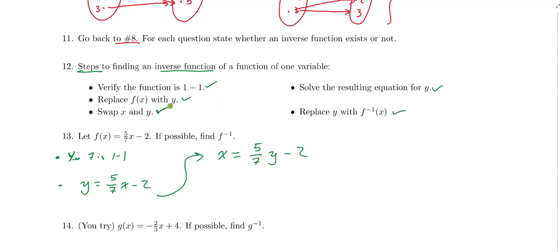Now that we've done that, we need to solve the resulting equation for y. So I'm going to isolate the variable y here. To do that, I'm going to add 2 to both sides. Lots of ways I could talk through this. I'll go ahead and multiply both sides of this equation by 7, which gives me 7x plus 14 is equal to 5y. And then I'll divide both sides of this equation by 5.